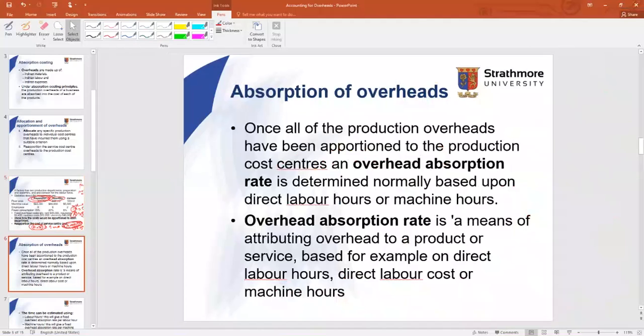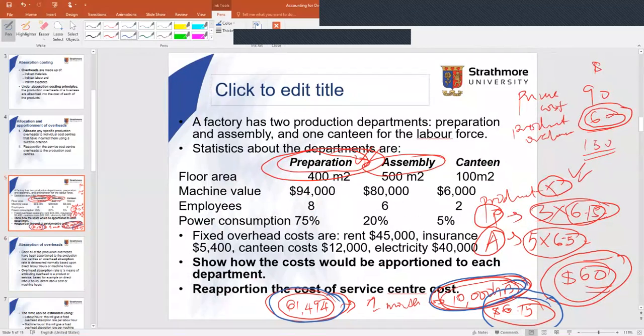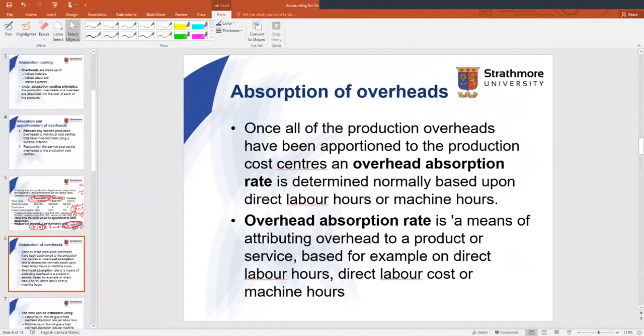Now this 6.15, the one we have just obtained, which was 61,494 divided by 10,000, is defined as the overhead absorption rate. So the overhead absorption rate is a means of attributing overhead to a product or a service based, for example, on the labor hours or based on the machine hours.